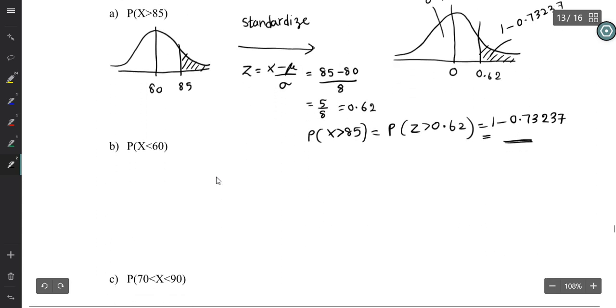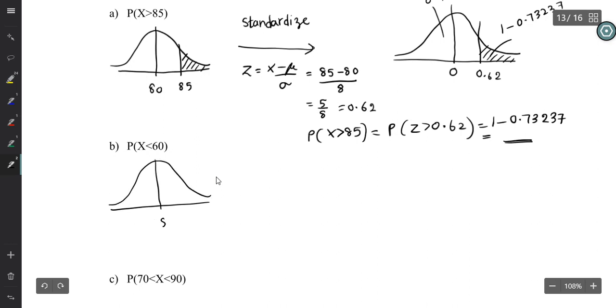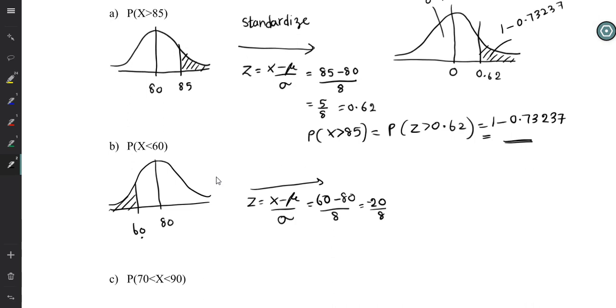Okay, here's the next one. You need x less than 60. Yes, our 80, 60 is somewhere here. You need the less than, so the left tail. Now standardize it. Find the z score, x minus mu over sigma. You get x is now 60. Subtract 80, divide by 8. You have negative 20 over 8. So what is negative 20 over 8? That will be negative 0.25.